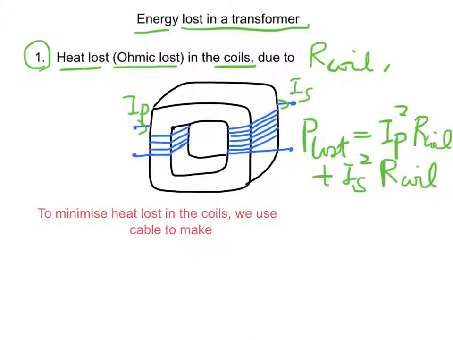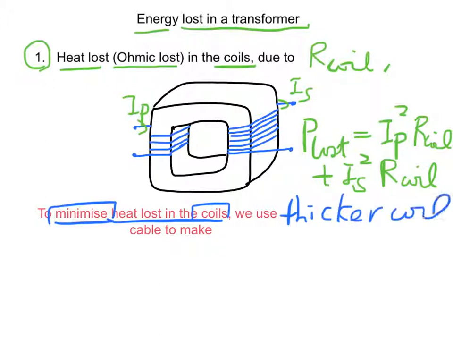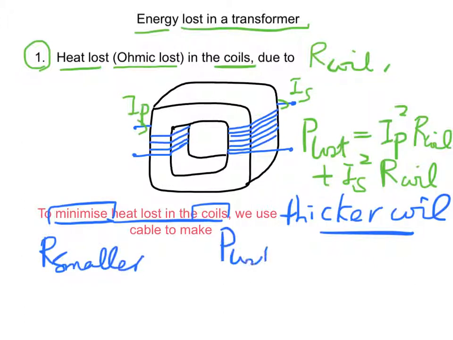In order to minimize or reduce the heat loss in the coils, we should use thicker coil. Why? Because thicker coil has smaller resistance. Therefore, the power loss will be reduced by decreasing the resistance of a coil.